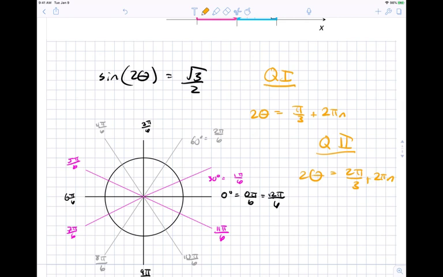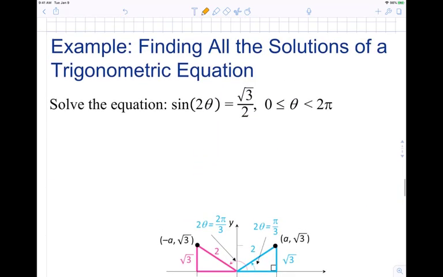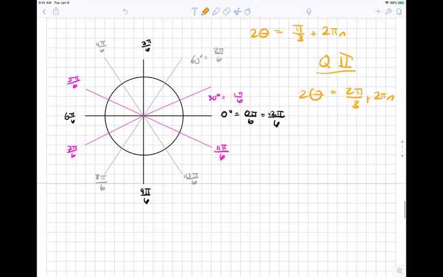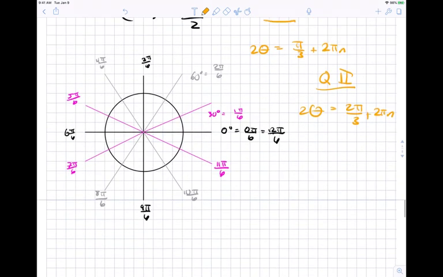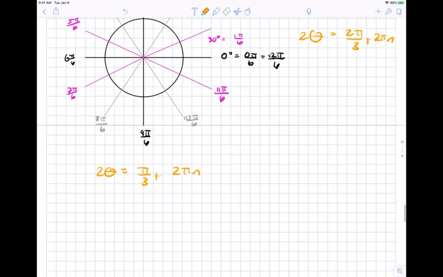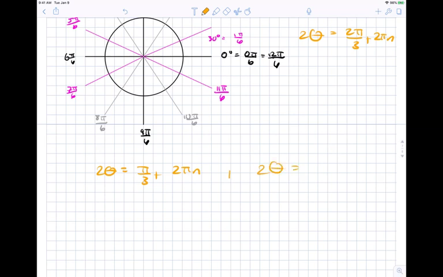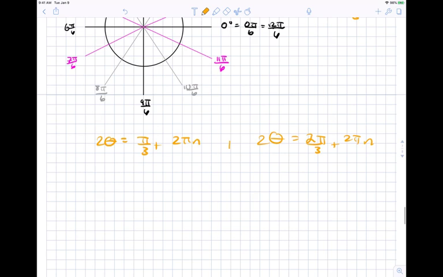The question asks us, we want all the solutions from 0 to 2 pi. So we have 2 theta equals pi over 3 plus 2 pi n, and we also have 2 theta equals 2 pi over 3 plus 2 pi n. Let's go ahead and solve for theta. If we're working the equation on the left and we solve for theta, what do we do to both sides?